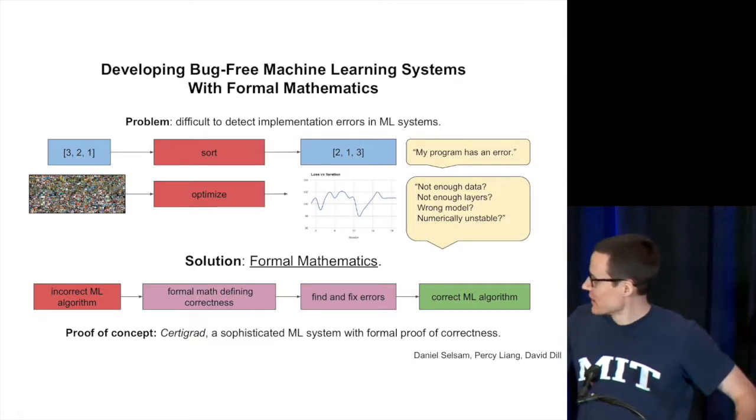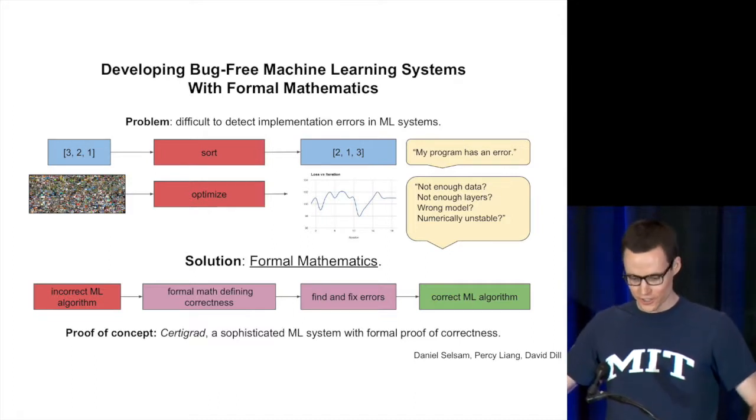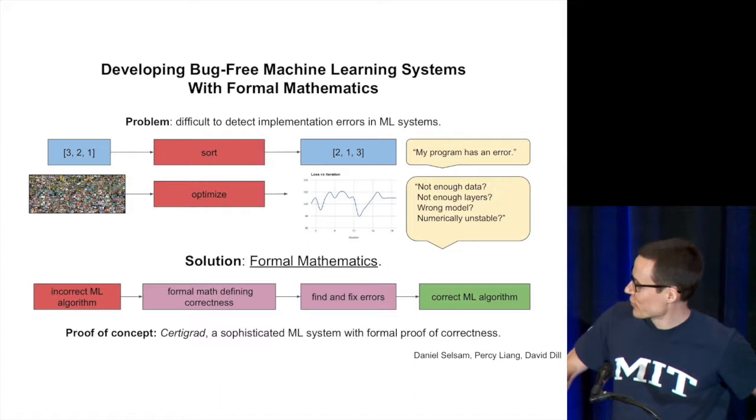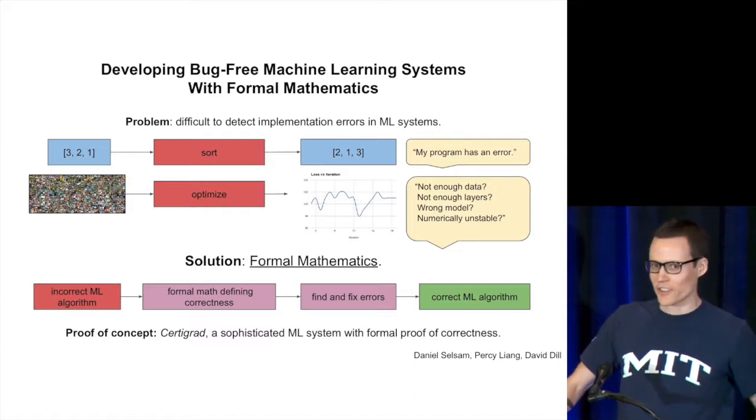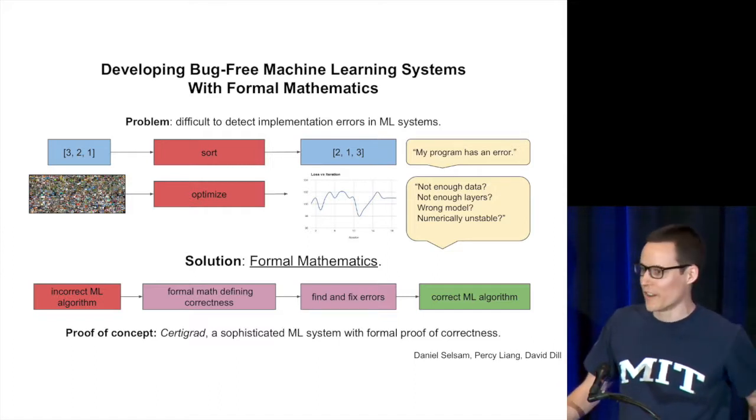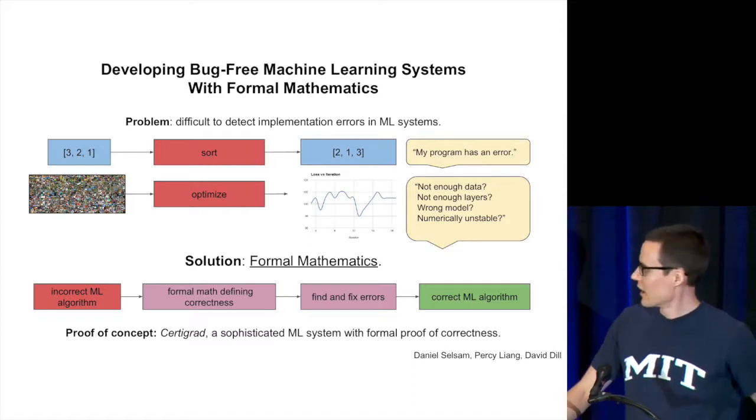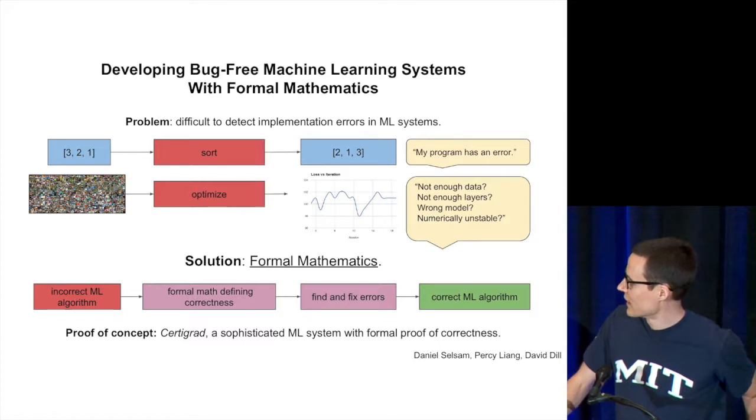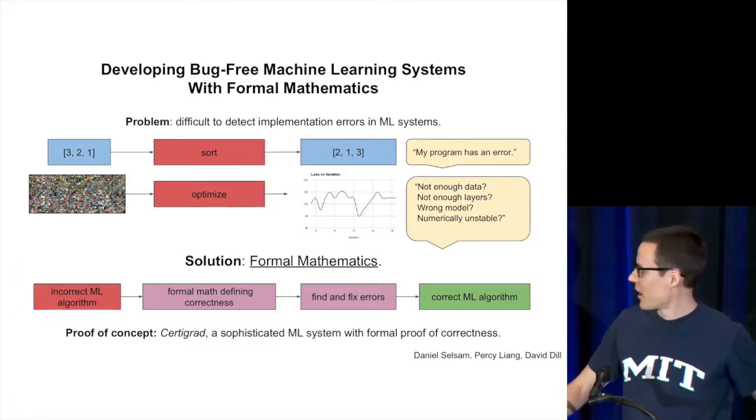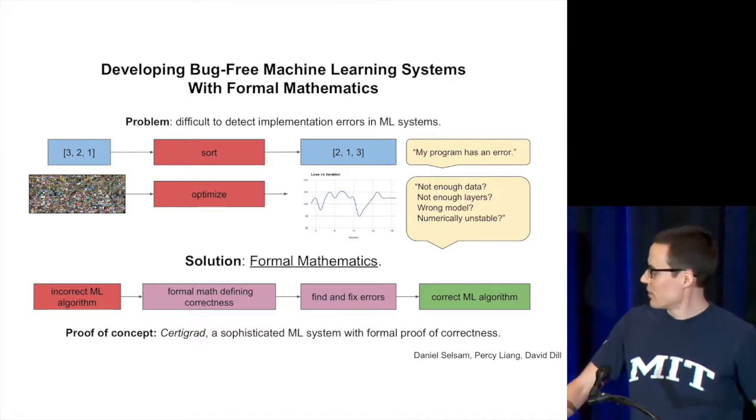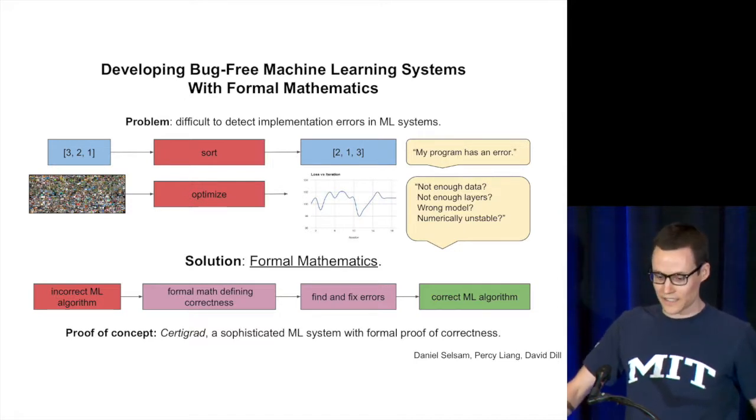So it can be extremely difficult to detect implementation errors in machine learning systems. If you write a program to sort a list and the program ever returns an unsorted list, well, congratulations, you found a bug. But if you write a machine learning program and it doesn't work that well, you don't really know what's going on. Maybe you needed more data, or you needed more layers, or you have the wrong model. Maybe it's numerically unstable. You don't actually know that there's a bug. And in practice, bugs in machine learning systems can persist undetected indefinitely.